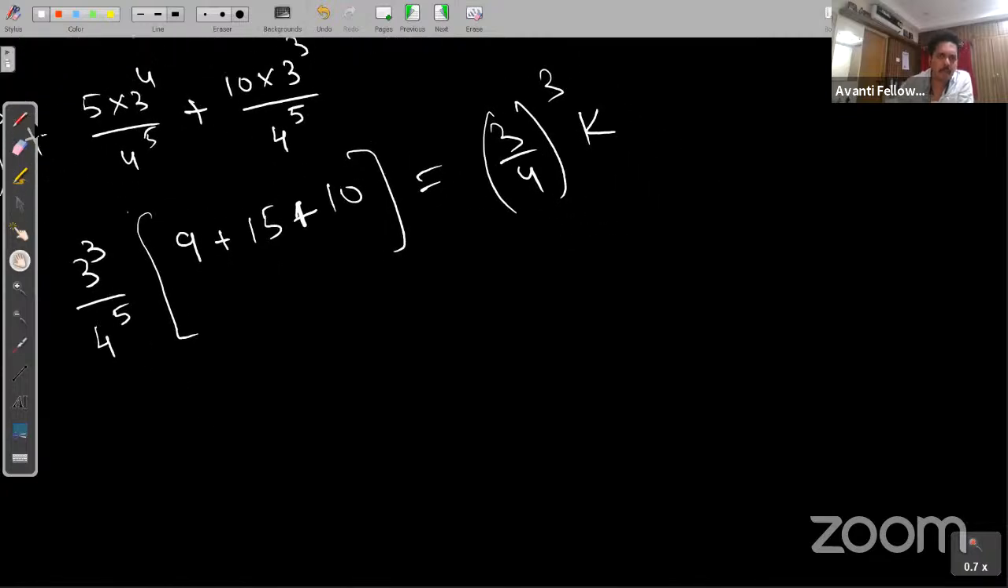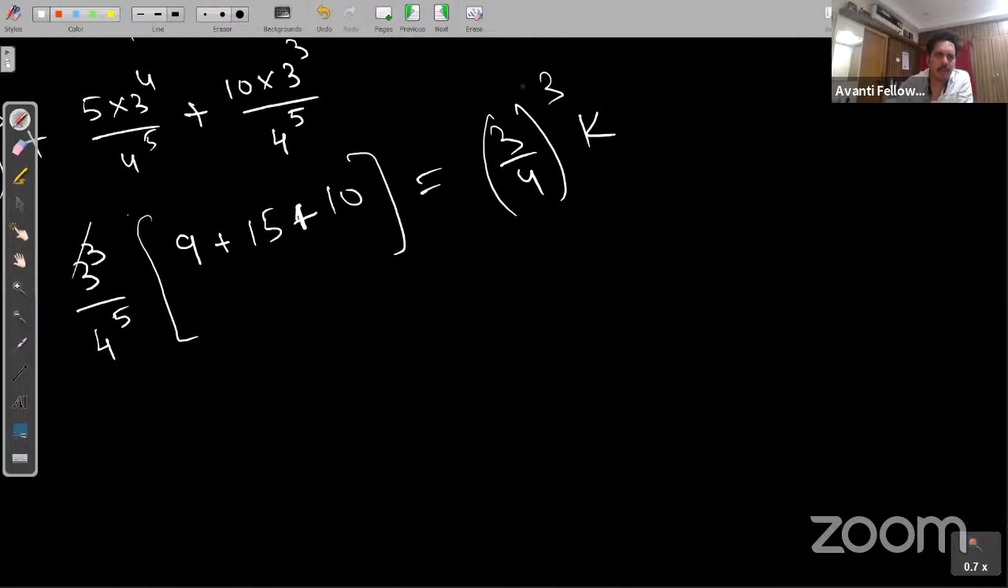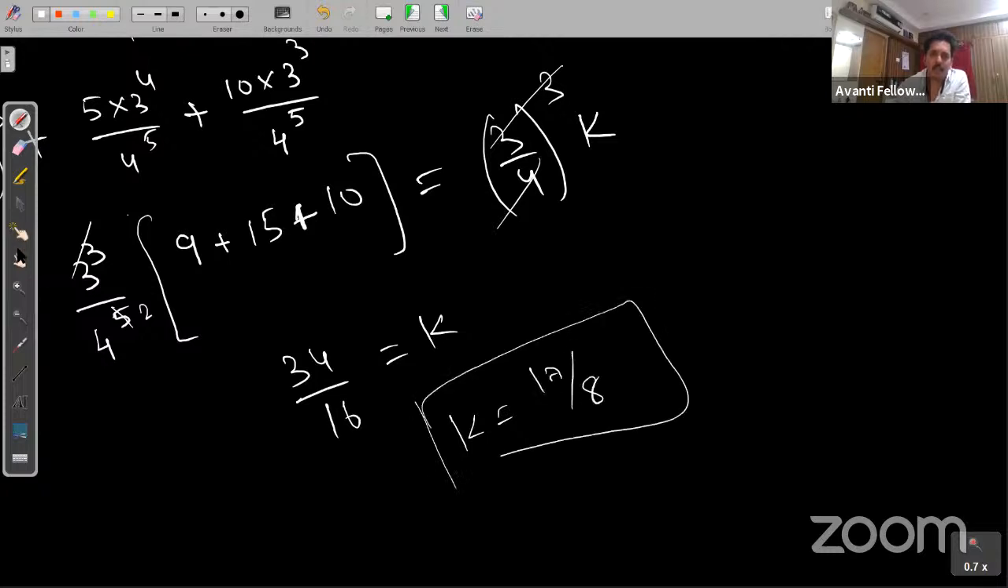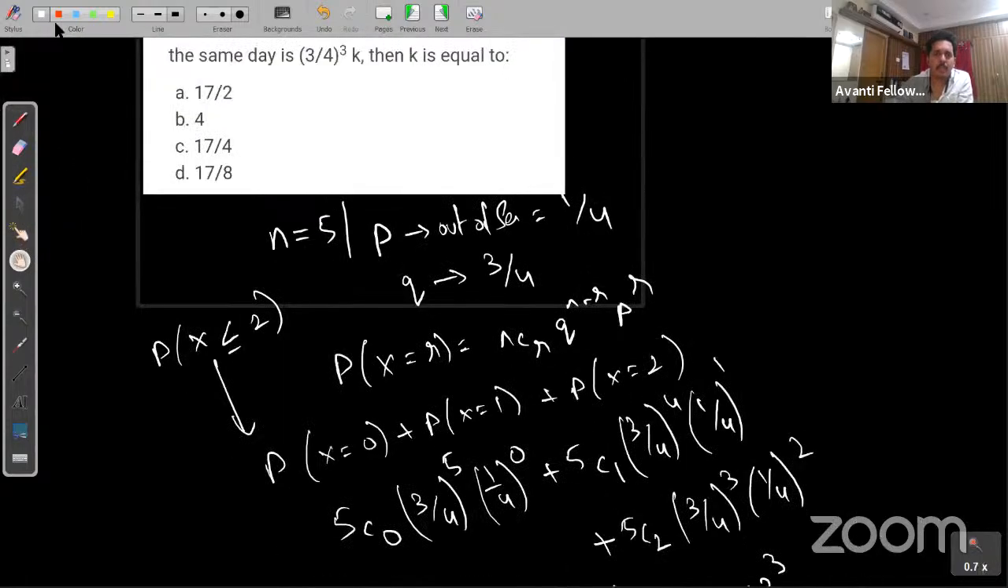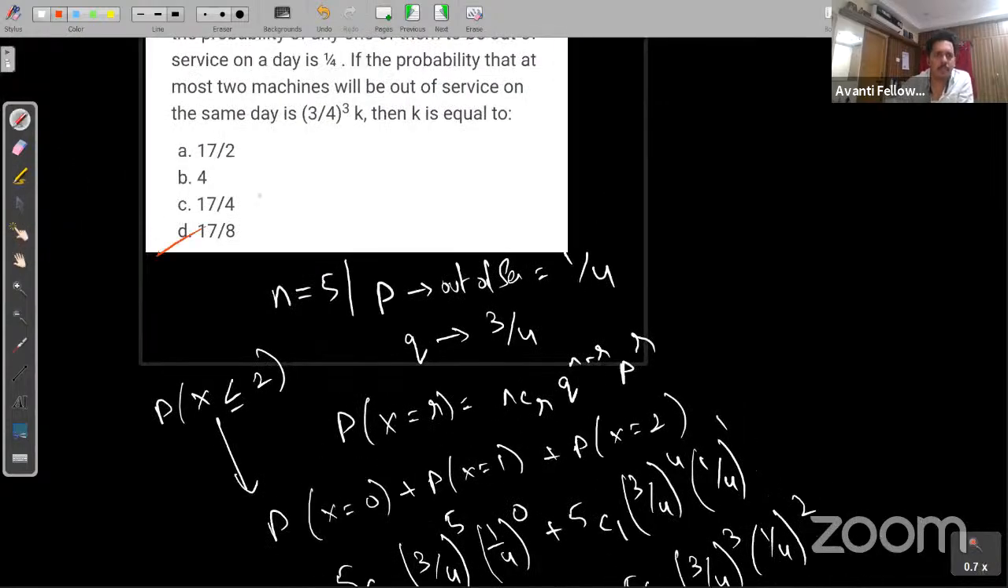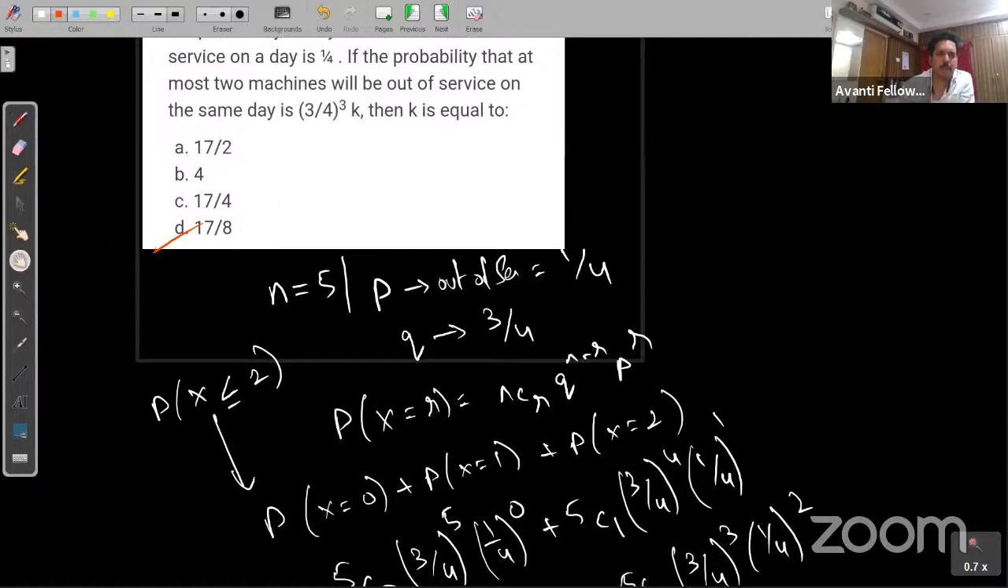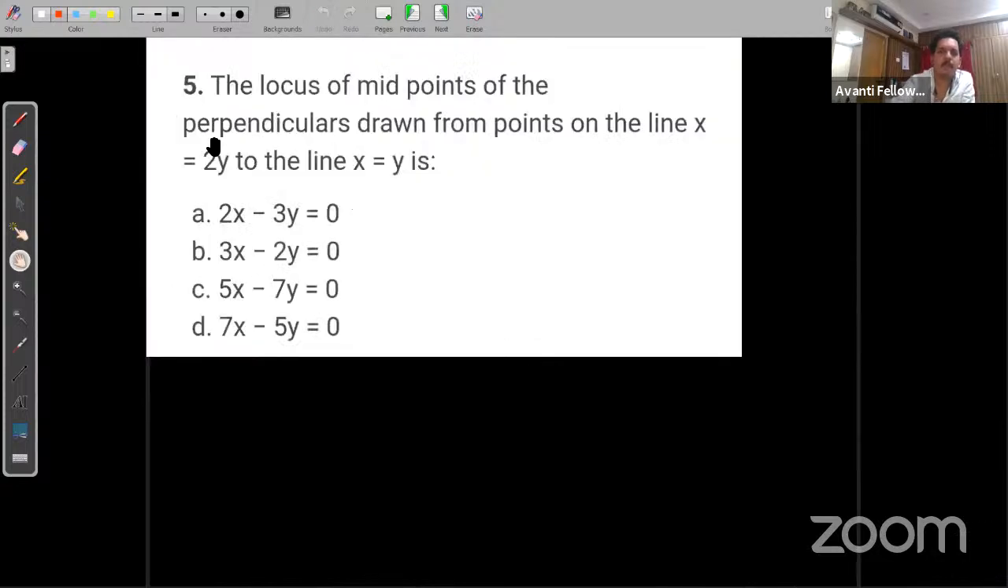So what is happening? You are left with 3 cube getting cancelled, and 4 cube, and here 4 square it will become. So it is 34 by 4 square, 16, is equal to k. So how much is it? It is 17 by 8. Understood everyone? k is equal to 17 by 8. Option D is your answer. Yeah, Sandeep, very good. Correct.